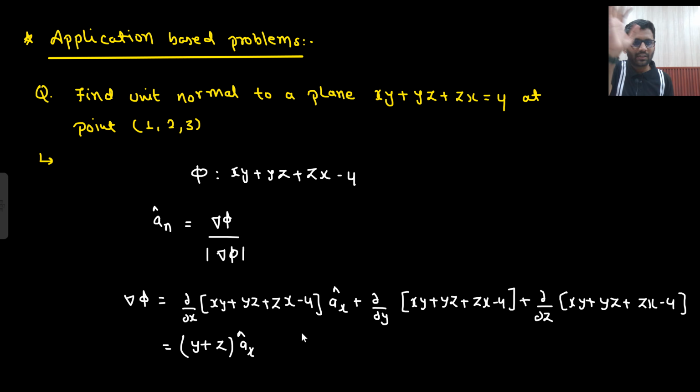yz is completely constant, differentiation is 0. zx: z will be constant, differentiation of x is 1. And 4 is completely constant, differentiation is 0. Same goes for the next one. x will be constant, differentiation of y will be 1. So x plus z will be constant, differentiation of y will be 1. And this is completely constant.